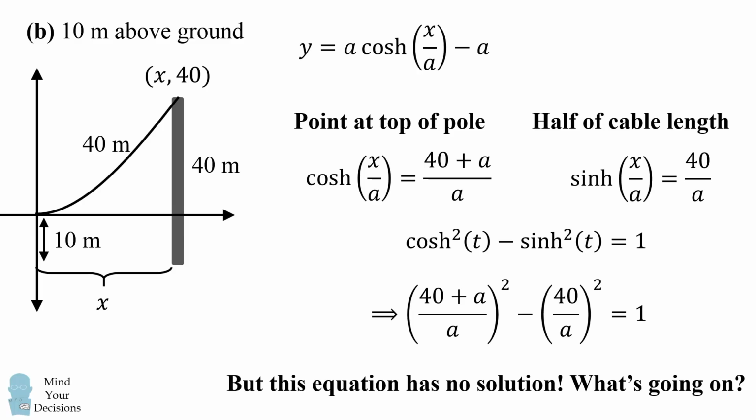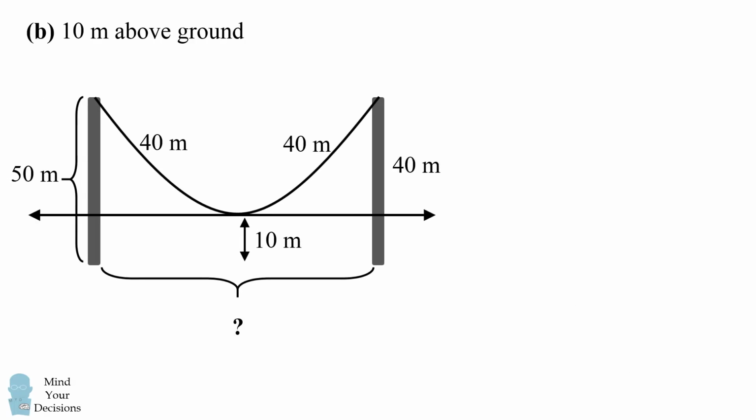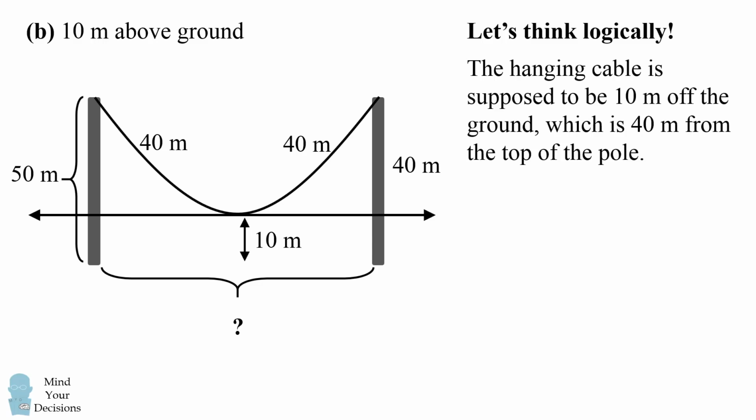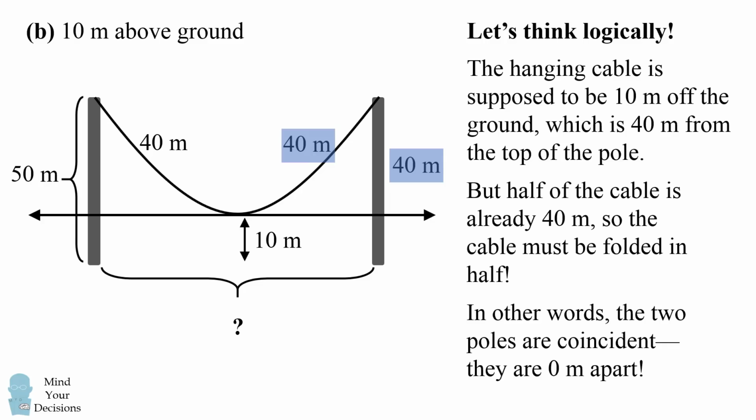So what is going on? Well, we're going to need to think about this problem logically. The hanging cable is supposed to be 10 meters off the ground, which is 40 meters from the top of the pole. But half of the cable is already 40 meters. In other words, the cable must be folded exactly in half. And that means the two poles are coincident. They are 0 meters apart.